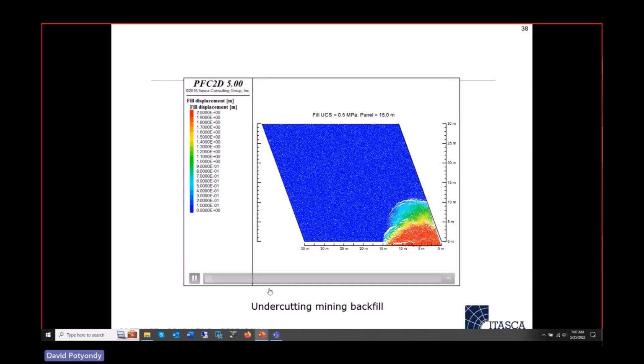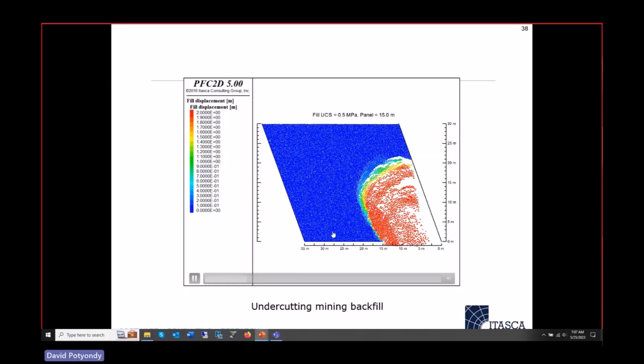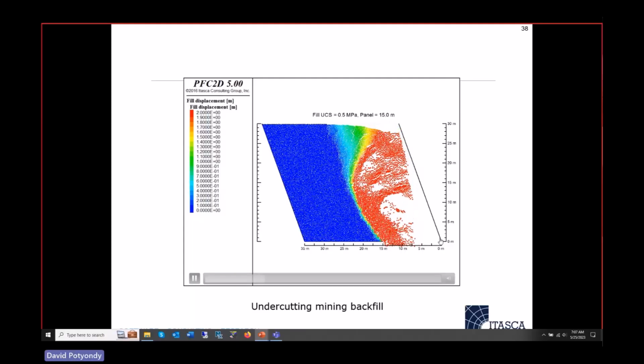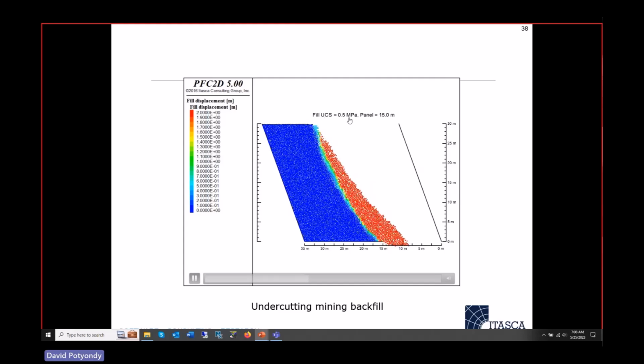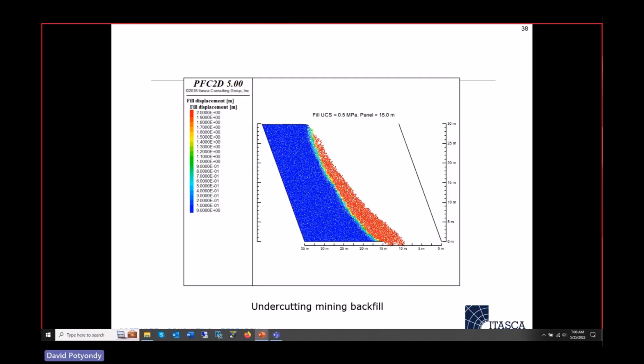What are we looking at here? What we're looking at is deep underground. This is a backfilled panel, 15 meters across, very far in the out of plane direction. They've backfilled this, and then carved out a 15-meter chunk here. In this case, it wasn't strong enough, and the whole roof of this thing collapsed. This was calibrated bonded material with a UCS of 0.5 MPa. So 0.5 MPa in your rock fill is not enough to handle a 15-meter undercut.